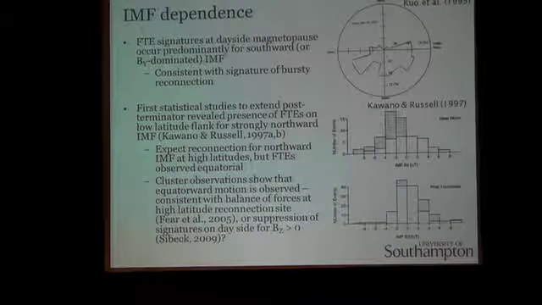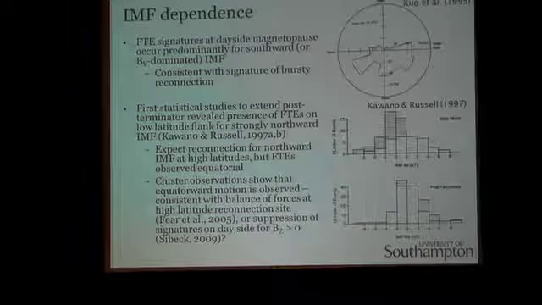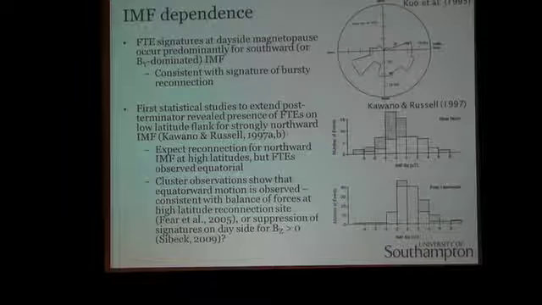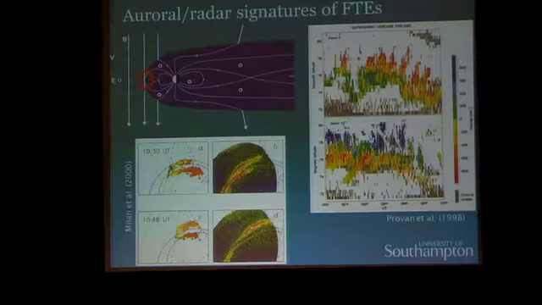Now, there were various ideas that were put forward at the time, but actually, I won't go into detail, but the Cluster observations showed that you could track the motion of these events by making observations sequentially at 4 different spacecraft, and the Cluster observations show that they are indeed moving equatorward, so they are formed at high latitude and move equatorward, and that can be understood in terms of the balancing forces on the flux rope at a high latitude reconnection site.